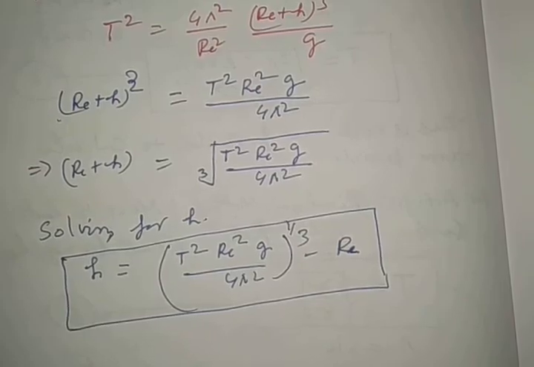So this is for all three parameters: orbital speed, time period, and height of a satellite. So this is for today only.